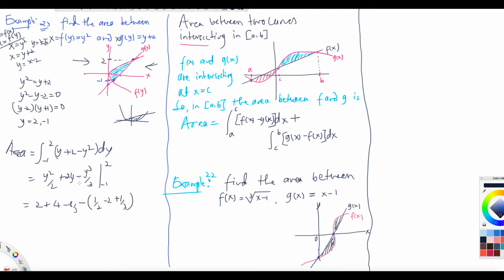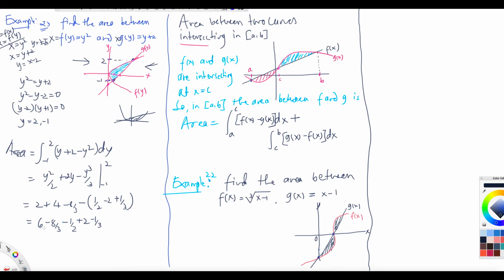When you plug in negative 1, that's what you get, because negative 1 squared is positive 1 over 2, 2 times negative 1 is negative 2, and minus negative 1 cubed is negative 1, that will make it positive 1/3. Okay, so if you do that, you will get 6 minus 8/3 minus 1/2 plus 2 minus 1/3. See that?